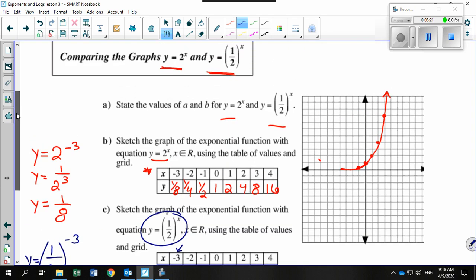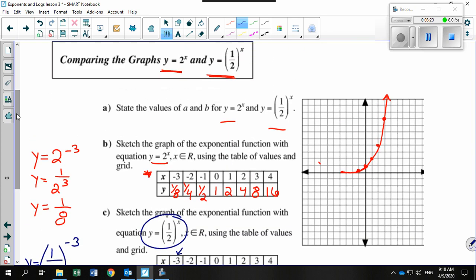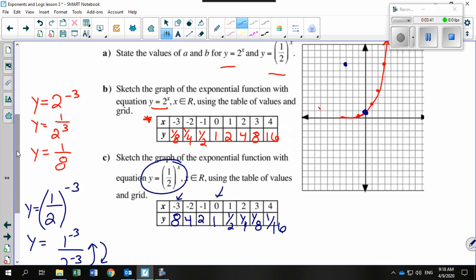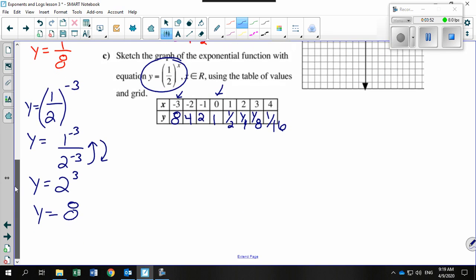And what we're going to see with this one is it still has that y-intercept because anything to the power 0 is 1, so at 0, 1. But when we were at -3, we were all the way up here. And then when we were at -2, we were at 4. And you're going to see the opposite happen with that 1/2. So what do you notice, if anything?